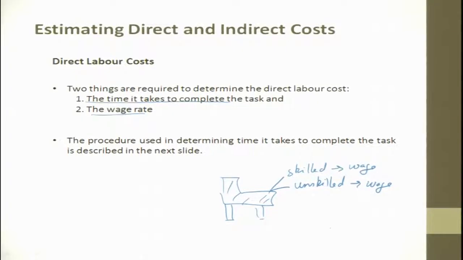And what is the time required in converting a raw material into a finished product? So, that is the time which we multiply, and then we try to take the cost. So, this direct labor cost depends upon the skill he has, and depending upon the skill, the wage differs. Okay. So, here the direct labor cost depends upon the time required and the wage required. The procedure used in determining the time it takes to complete the task is described in the next slide.